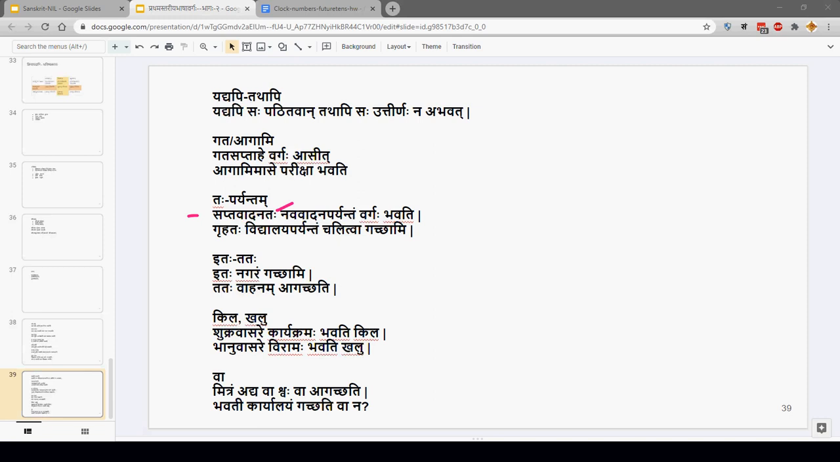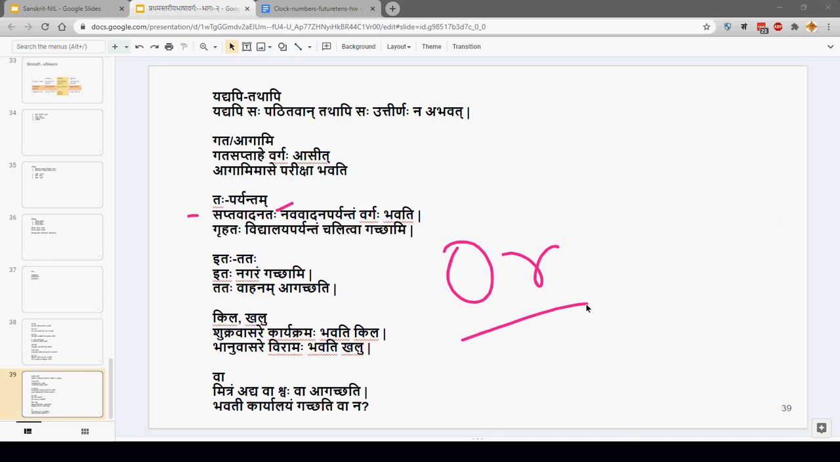Okay. The last one here is va. So kila khalu, they are also not adjectives, not dependent on any other word for lingam, etc. They are fixed forms. Yatha, tatha also fixed forms. Then va is also fixed. Va means or. Just or. So when there are multiple options, then we use this va.